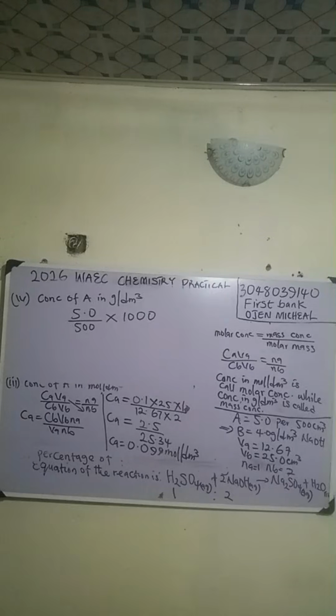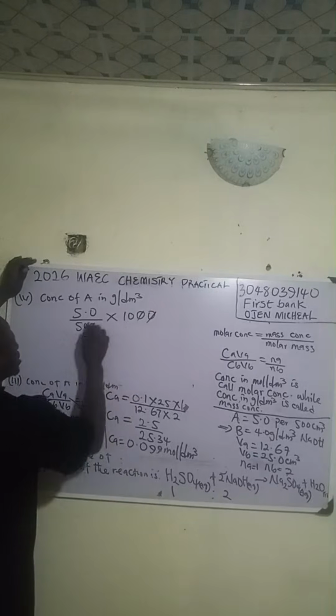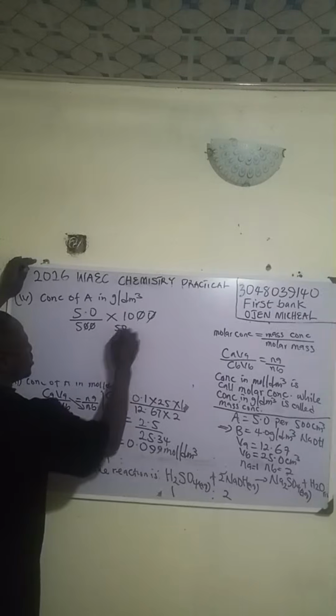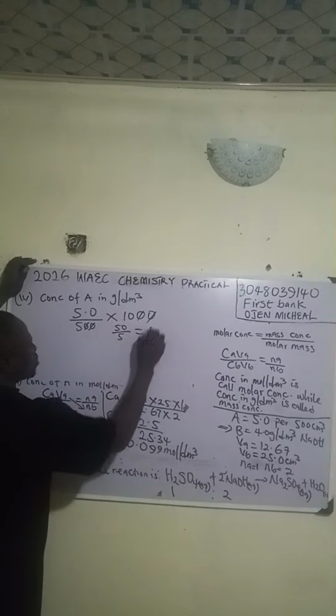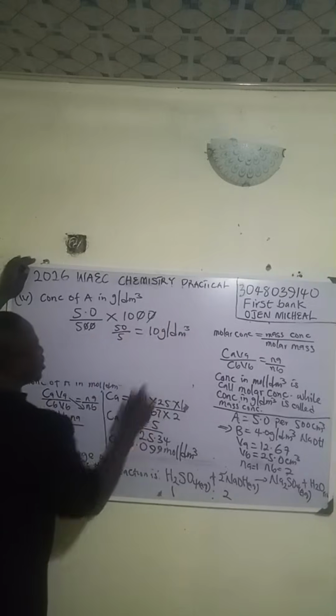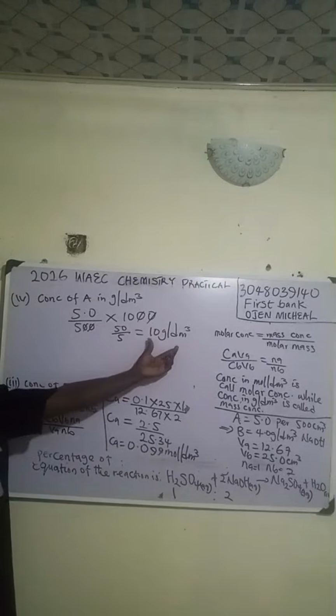All right. So what we're now going to do is cancel here, cancel here, cancel here, cancel here. So here will be 50 divided by 5, which equals 10 grams per dm cubed. So the concentration of A in grams per dm cubed is this one.